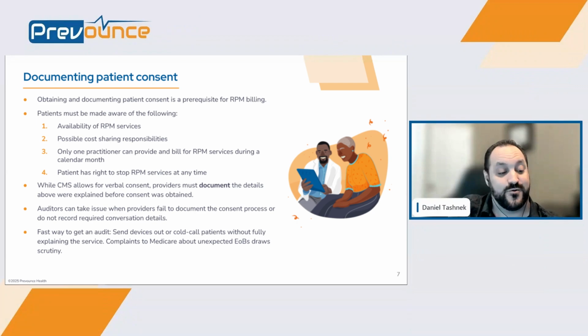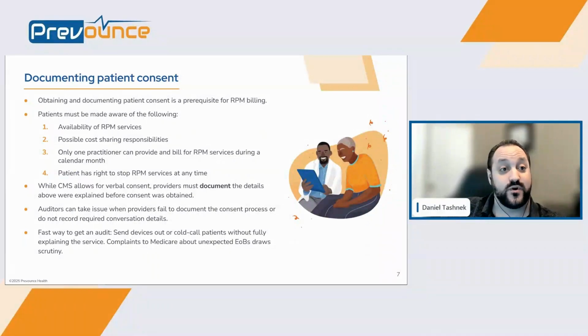So you have your devices picked out. You know what you want to do. You know what conditions you're going to be monitoring for, and you have the devices picked out to do them. The next part is making sure that the patient onboarding, consent, and enrollment is fully documented.